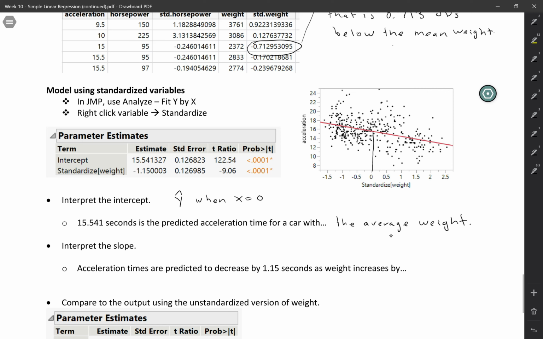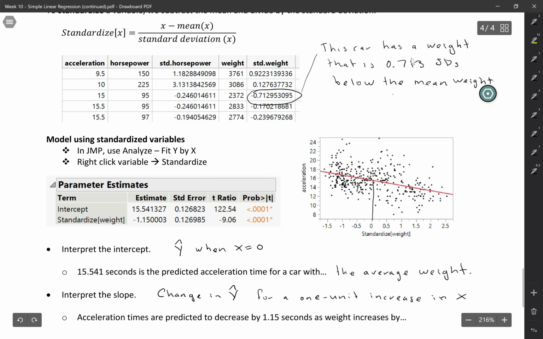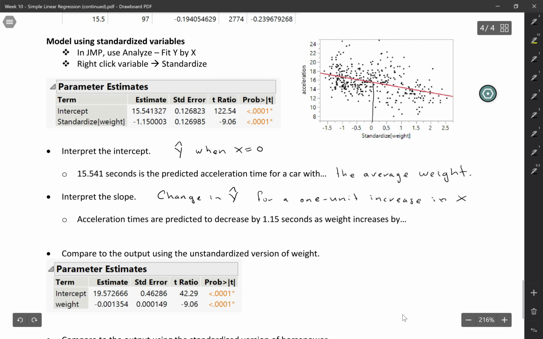So it kind of makes sense to have the predicted value for that weight. What about the slope? The slope would normally be the change in the predicted value of y for a 1 unit increase in x. So the question here is really, what is our unit? Our original units were pounds, but we basically converted that to standard deviations. If we look at the standardized version, we've started thinking about how many standard deviations above or below the mean you are, and that becomes our new unit. So the acceleration times are predicted to decrease by 1.15 seconds, that's the slope, as weight increases not by 1 pound, but by 1 standard deviation.